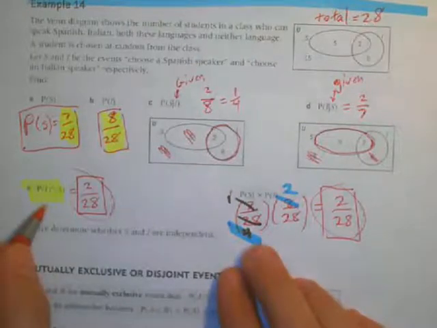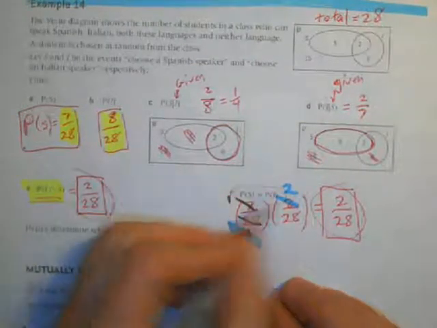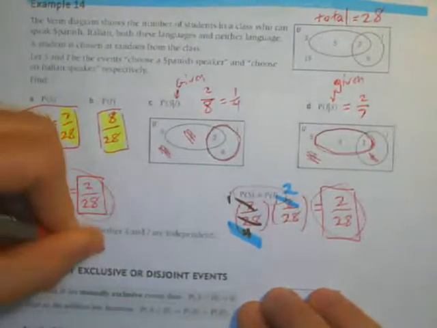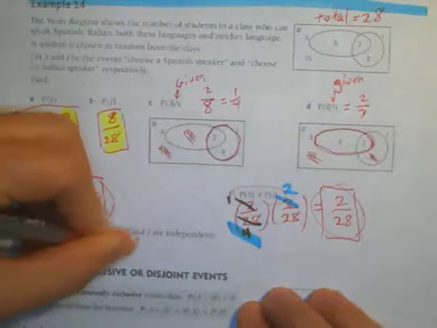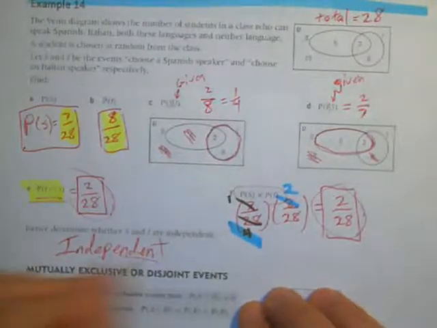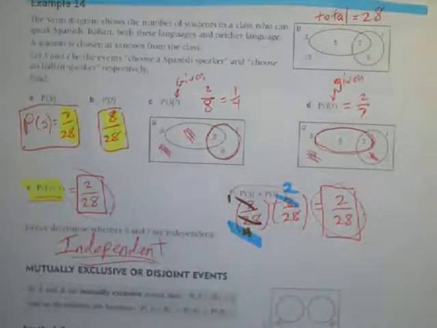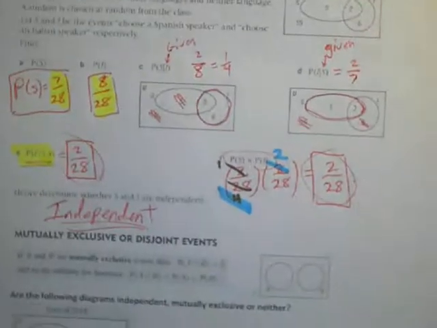Here we have the intersection. Here we have that equal to each other. Yes, it's independent. Your homework may be asking if it's independent or not. You must show these calculations or I'm not going to give you credit on the assignment.